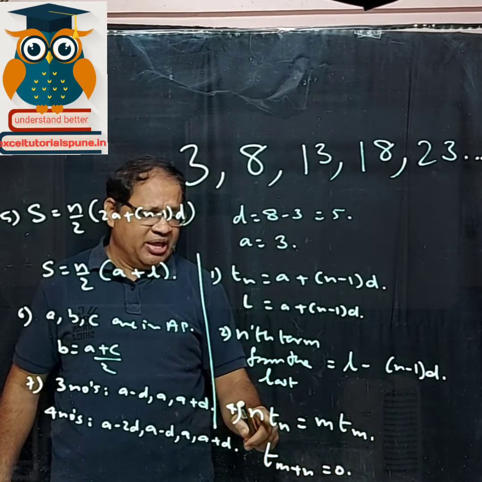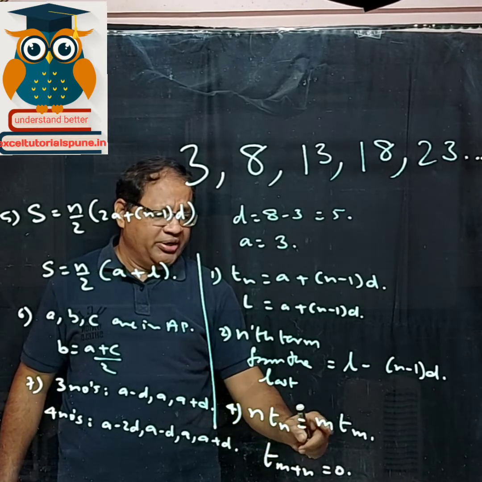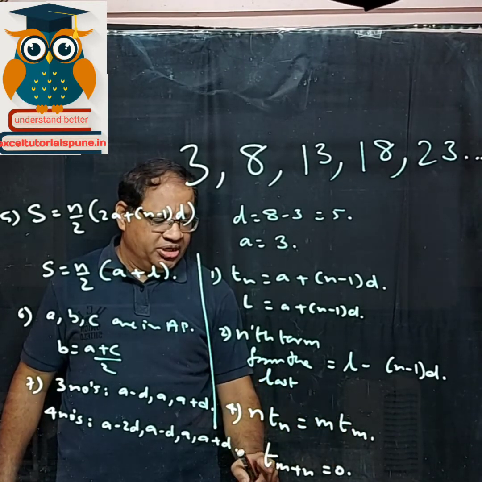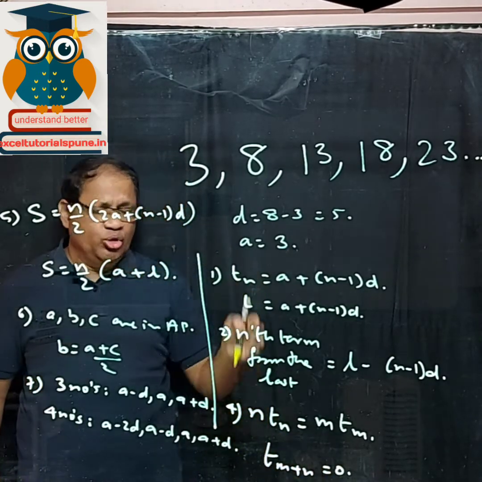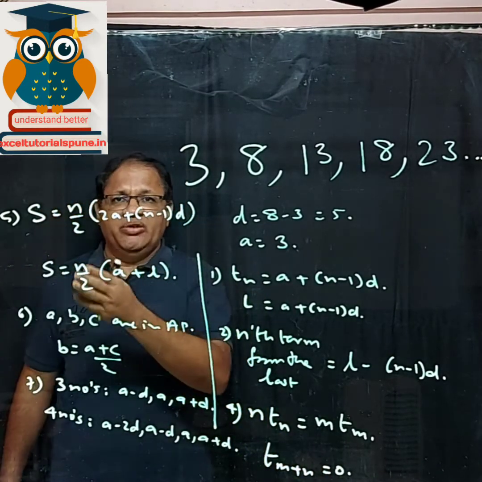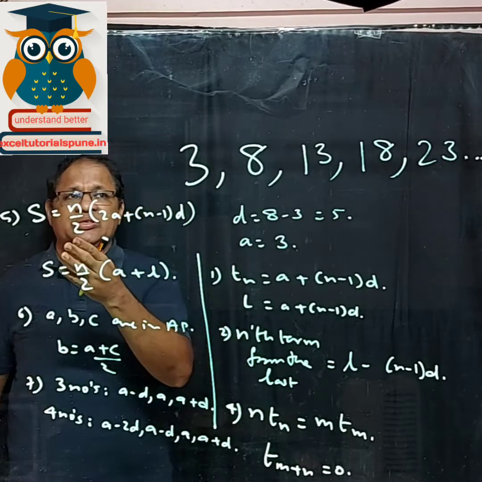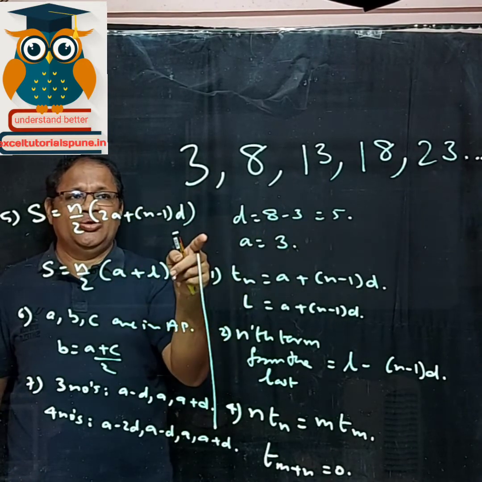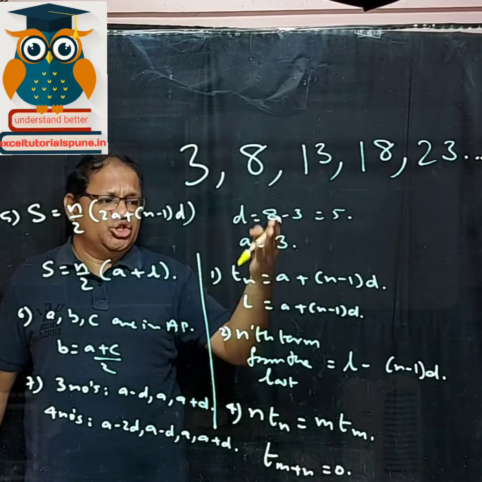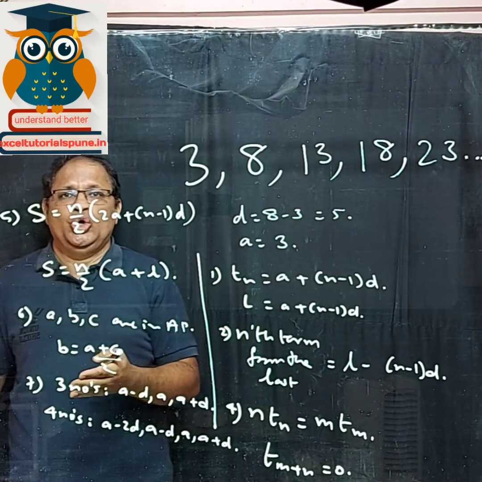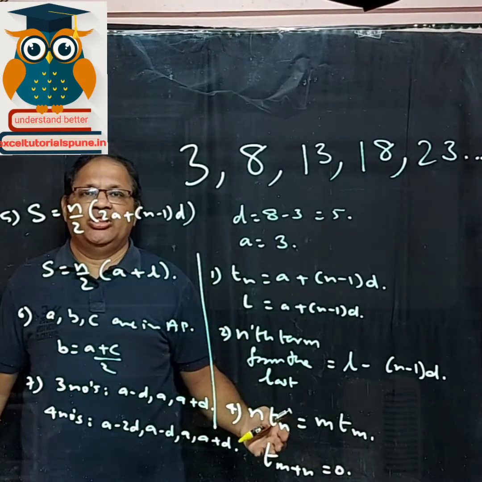Like 10 times 10th term is equal to 20 times 20th term. Then T(10 plus 20), that is T30, is how much? 0. So we are going to solve sums on this. Then we are going to solve sums on the sum of this. So the formula is over here. So we are going to really use the applications of these given formulas. Okay, so let's get started with the sums.